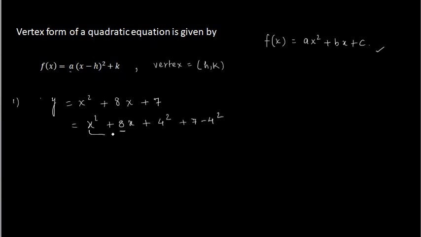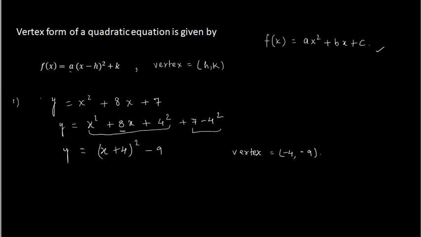So our first three terms become (x plus 4) whole square, and this is 7, minus 4 square, which is 16. So 7 minus 16 is basically negative 9. Now this parabola is in vertex form, and for the vertex, if we put x plus 4 equals 0, we end up getting x equals negative 4. So our vertex is simply negative 4 comma negative 9.